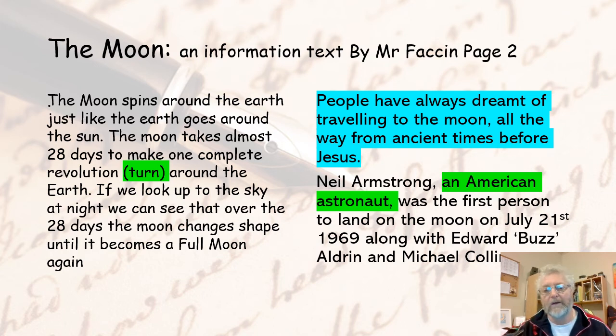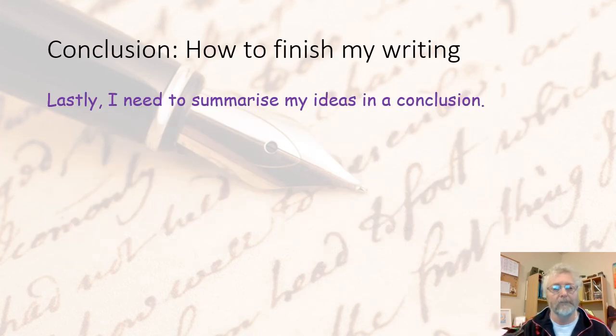My third paragraph on this page. Neil Armstrong, an American astronaut, was the first person to land on the moon on July 21st, 1969, along with Edward Buzz Aldrin and Michael Collins. So, my conclusion, how to finish my writing. Lastly, I need to summarize my ideas in a conclusion.